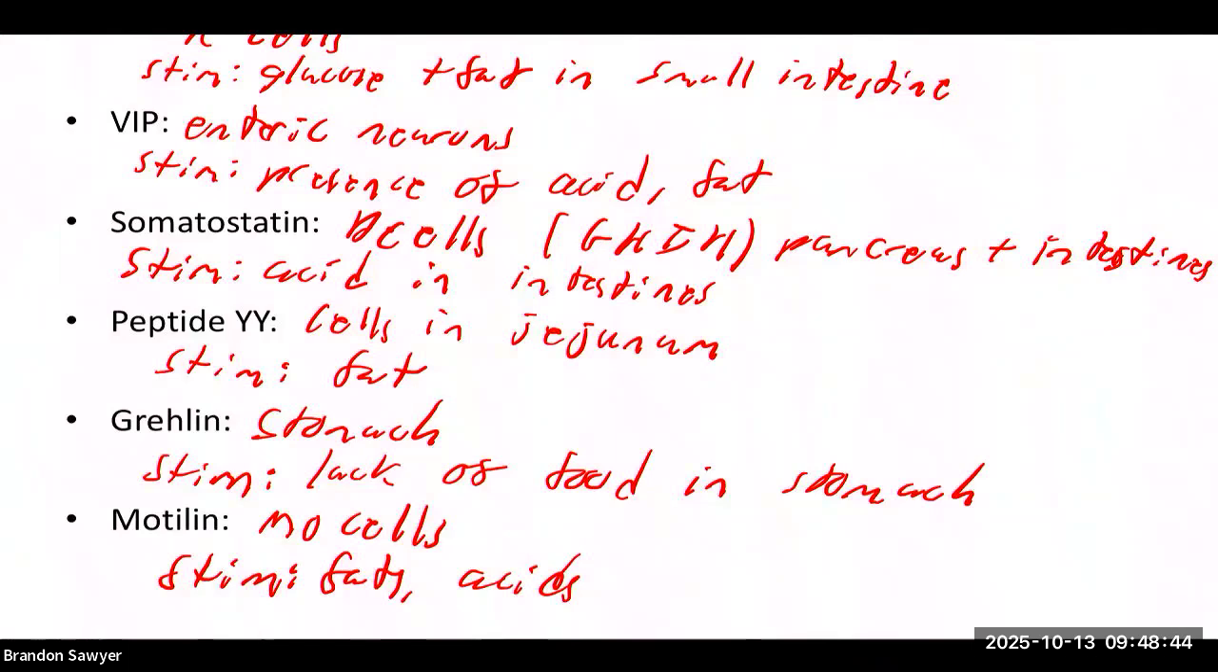Ghrelin is released from the stomach, and it is one of our key hunger hormones. It's released between meals when there's not food in the stomach. So the stimulus here is a lack of food in the stomach.